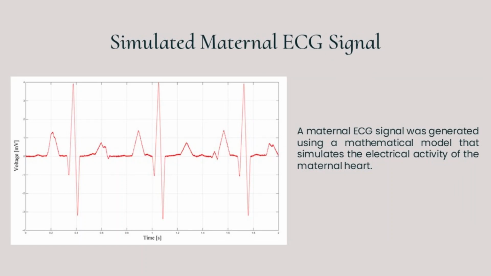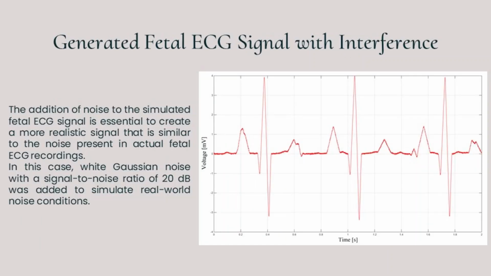Next, a maternal ECG signal was generated using a mathematical model that simulates the electrical activity of the maternal heart. Once the maternal ECG is generated, a fetal ECG signal is generated by modulating it with a fetal heart rate signal. The fetal heart rate signal is modeled as a sinusoidal signal with a frequency that corresponds to the fetal heart rate. By multiplying the maternal ECG signal with a sinusoidal signal that corresponds to the fetal heart rate, a simulated fetal ECG signal is generated.